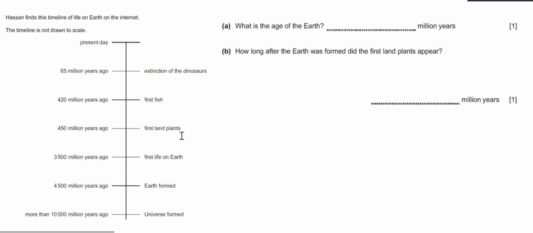450 million years ago, first land plants. 3,500 million years ago, first life on Earth. 4,500 million years ago, Earth formed. More than 10,000 million years ago, universe formed. Question A, what is the age of the Earth? How many million years according to this?